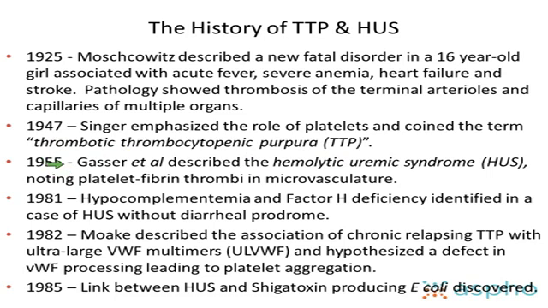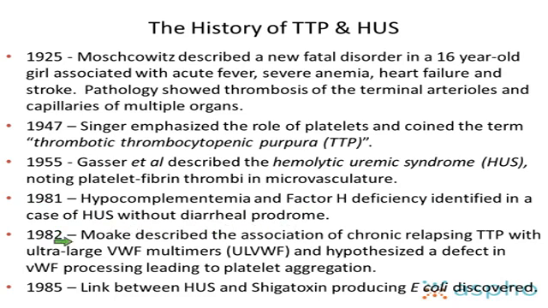Around this time, Gasser and colleagues initially made the description of the hemolytic uremic syndrome as a clinical triad, noting on histopathology platelet-rich fibrin thrombi in the microvasculature. And it wasn't for some time later that the first association with complement was made, where a patient with hypocomplementemia turned out to have a factor H deficiency, identified in a case of HUS without a notable diarrheal prodrome.